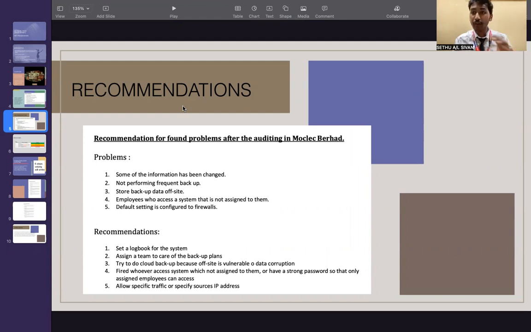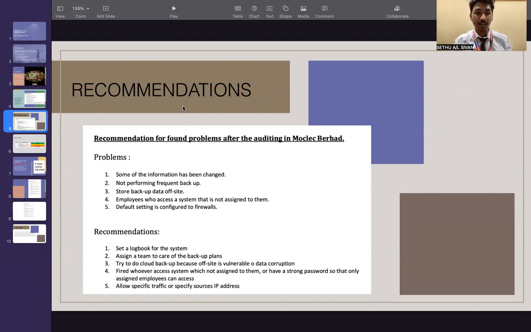The 5 problems were mentioned in the question. First, some of the information was changed; second, frequent backups were not performed; third, backup data was stored off-site; fourth, employees accessed systems that were not assigned to them; and last but not least, the default setting was configured on the firewalls.